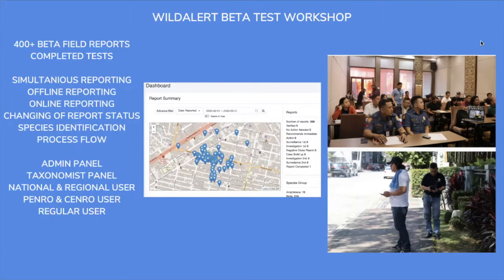Then they also experienced manipulating or managing the control panel, taxonomies panel, national and regional users panel, PENRO and CENRO user panel, and the regular user panel. As you can see on our screen, you can see the geotags of those reports during our beta test workshop.